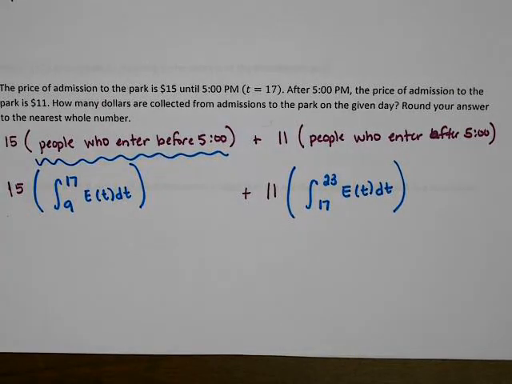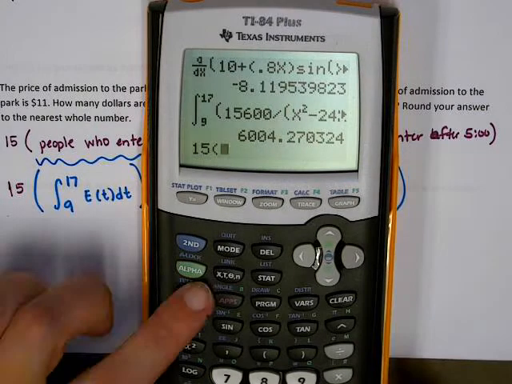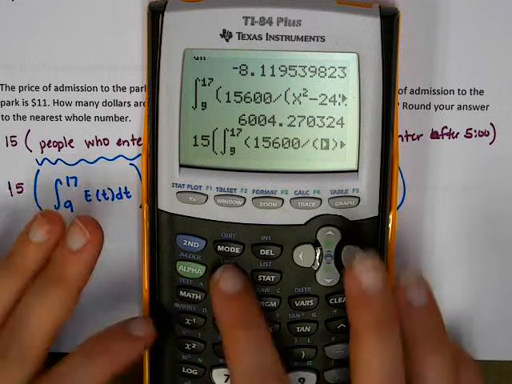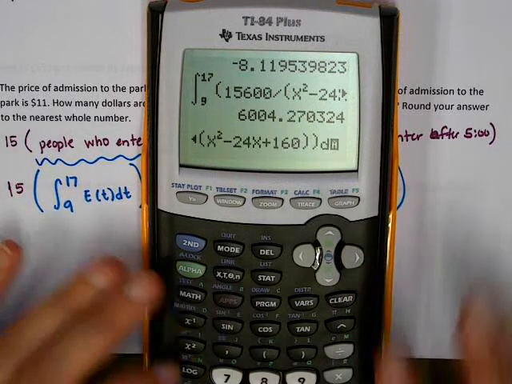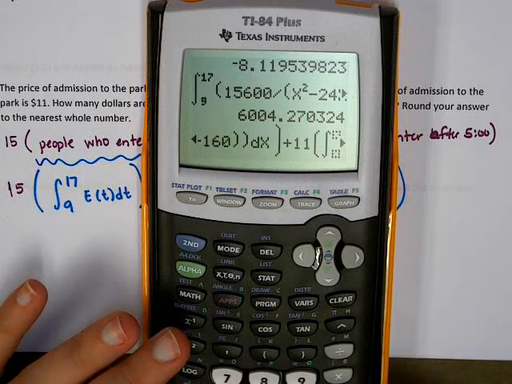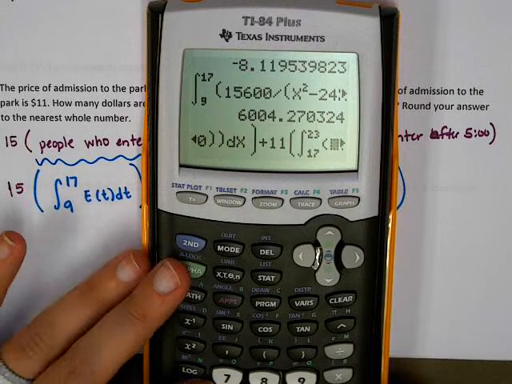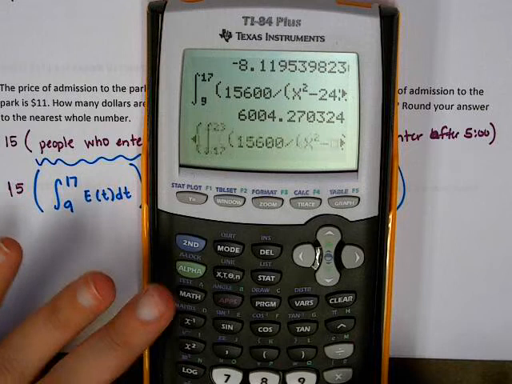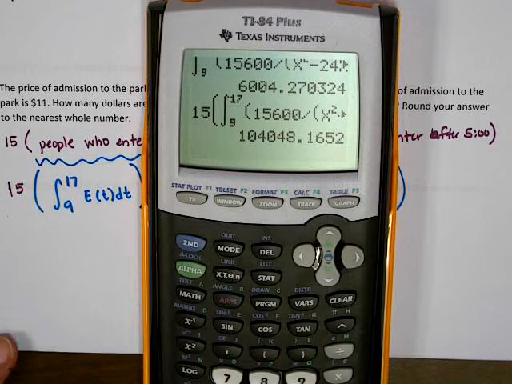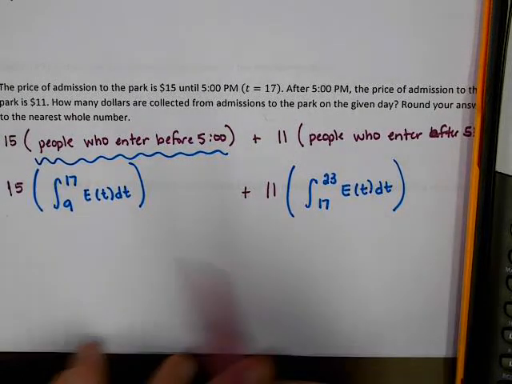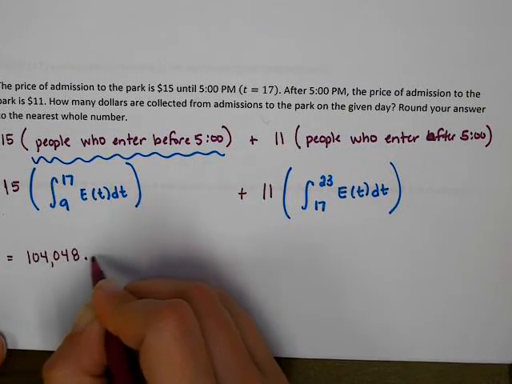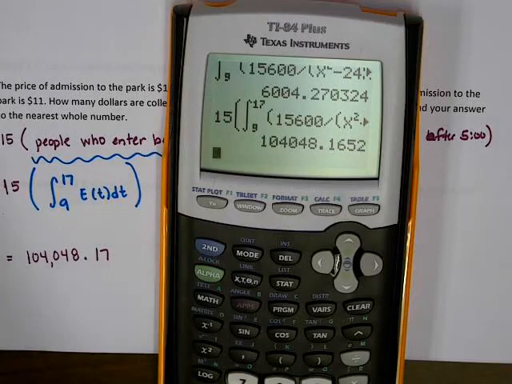And again, I have a calculator, so I'm going to go ahead and type this in. So 15 times math option 9 is integrating, 9 to 17 of my E function, 15600 divided by x squared minus 24x plus 160 dx, plus 11 times math option 9 integral from 17 to 23 of 15600 divided by x squared minus 24x plus 160 dx, finish my parentheses, and it looks like I get about $104,048 and 17 cents.